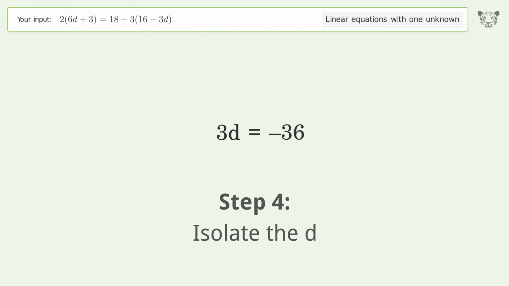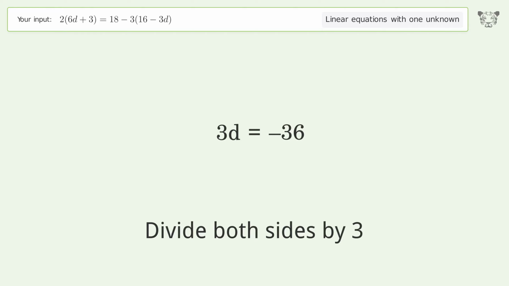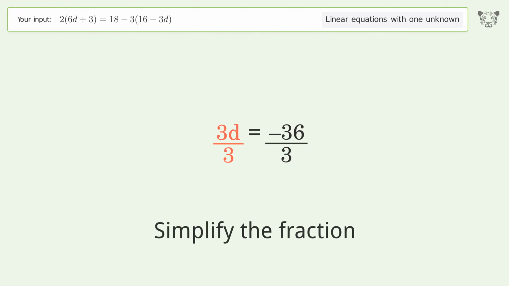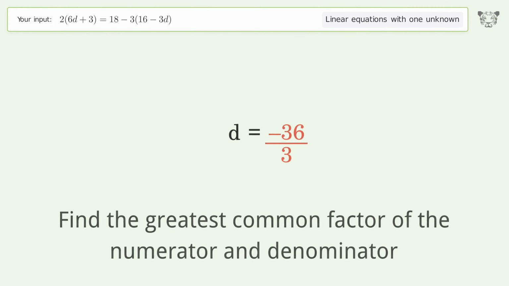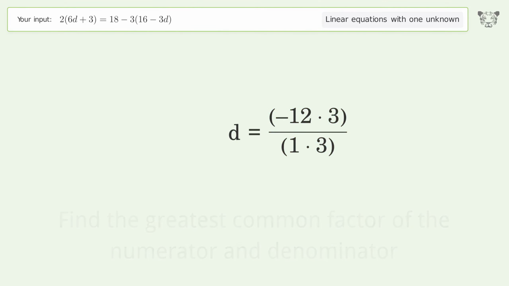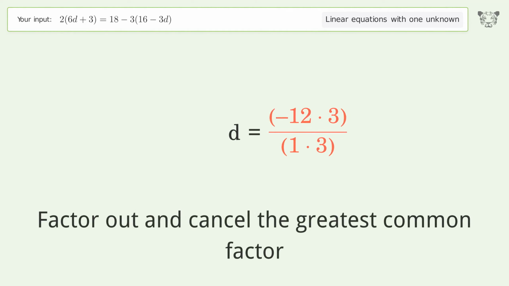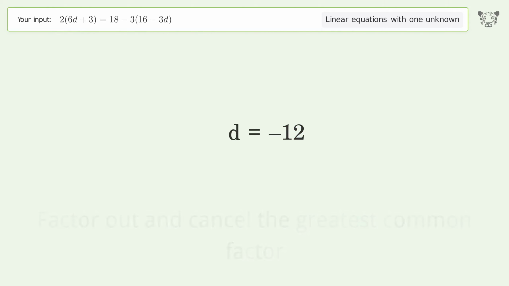Isolate the d. Divide both sides by 3. Simplify the fraction. Find the greatest common factor of the numerator and denominator. Factor out and cancel the greatest common factor. And so the final result is d equals -12.